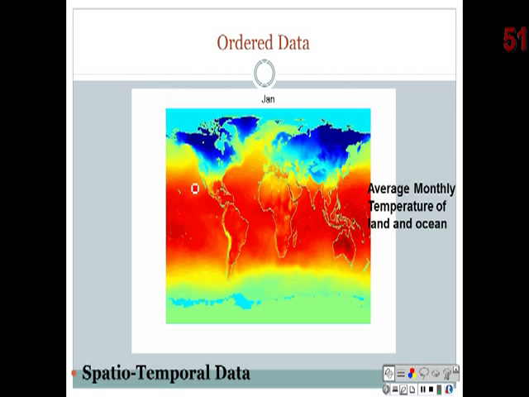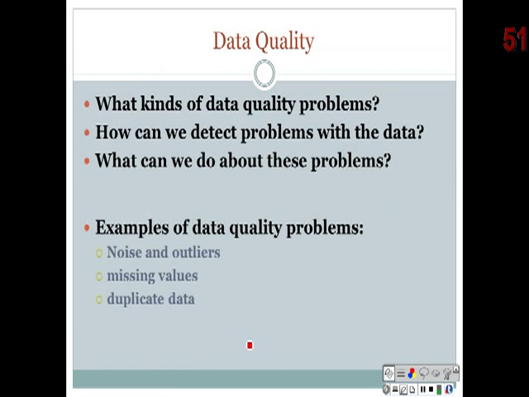Ordered data, you can also talk about spatial temporal data, and it's a very hot topic where you can run the data and find some kind of pattern in it. Data quality is very important, and before working on any data you always have to question how good your data is and how much noise is in it.